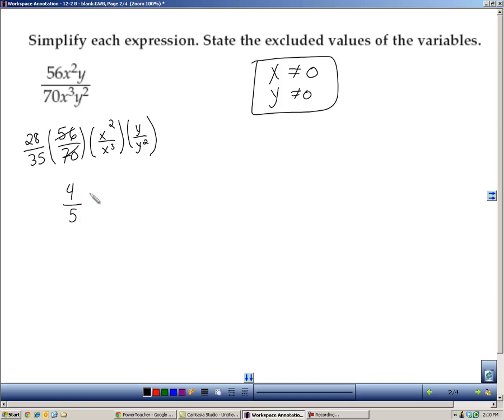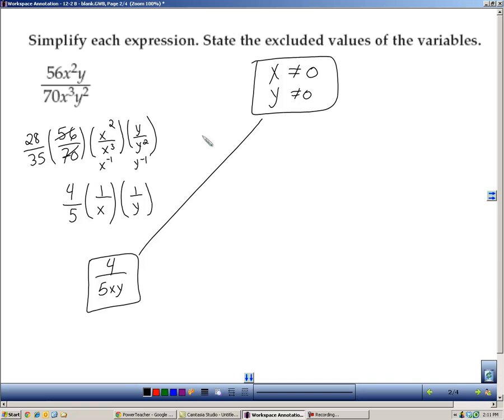Here we're going to subtract exponents. 2 minus 1 is negative 1, but we have to put that on the bottom because we can't have a negative exponent. And 1 minus 2 is negative 1, so again we put that on the bottom. 4 over 5xy is how this expression would simplify, and we've already said that the excluded values are 0 for x and y.